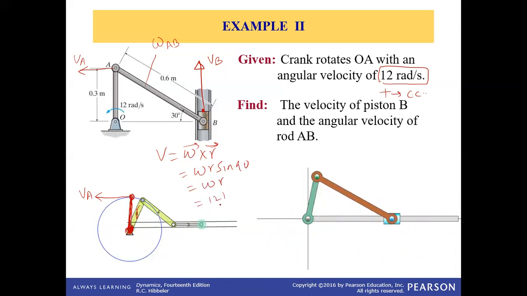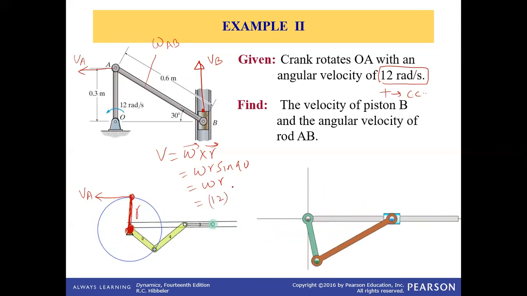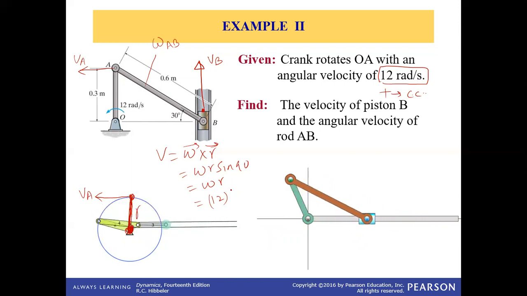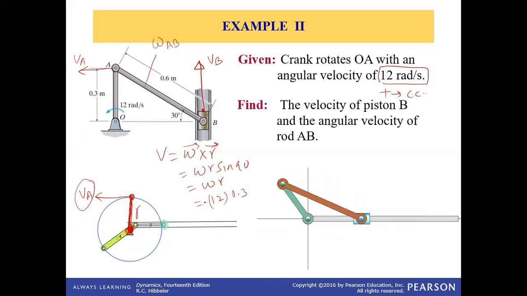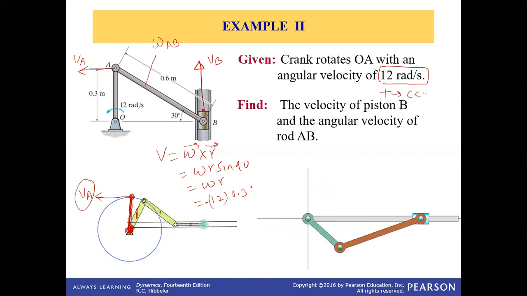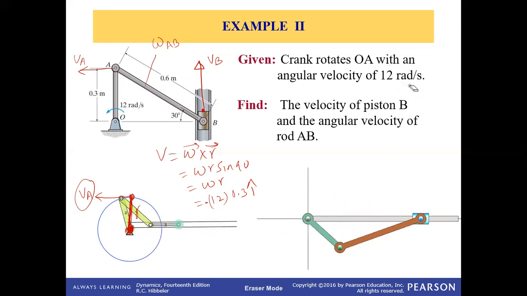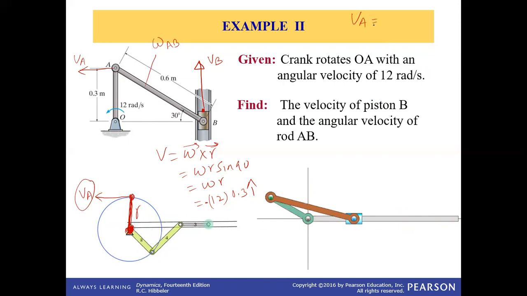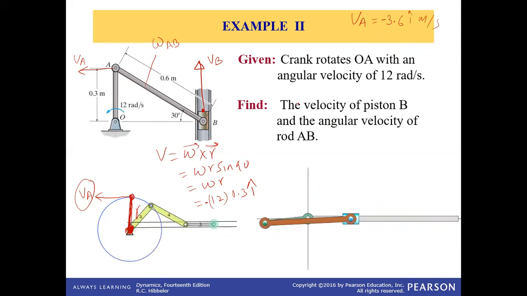So what is your omega? 12. What is 12 times, what is your R? R is 0.3. So you can see this is towards the negative, right? So that's why this is negative here. Negative i. Do you agree? So let me write this down here somewhere. My BA is, how much is it, by the way? 3.6. Thank you. Negative 3.6 i meter per second, right? That's my BA. I have my BA.